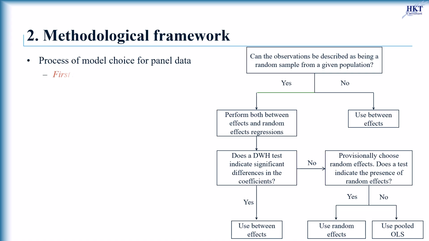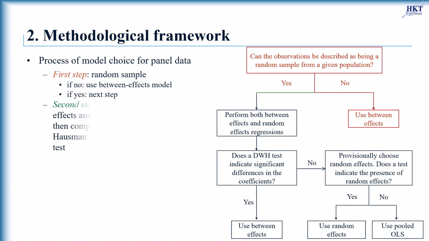The process begins by assessing whether the observations represent a random sample from a given population, that is, a subset of individuals randomly selected by researchers to reflect the characteristics of the entire group. In this first step, if the observations are indeed a random sample, we proceed to the next step. Otherwise, the between effects model, in place of the fixed effects model, is employed as the final specification.